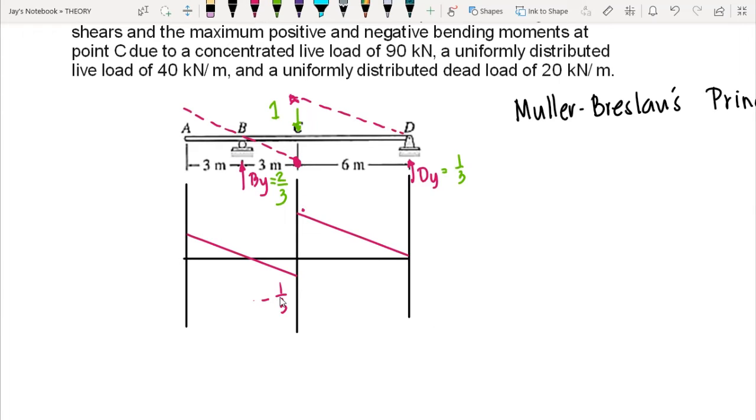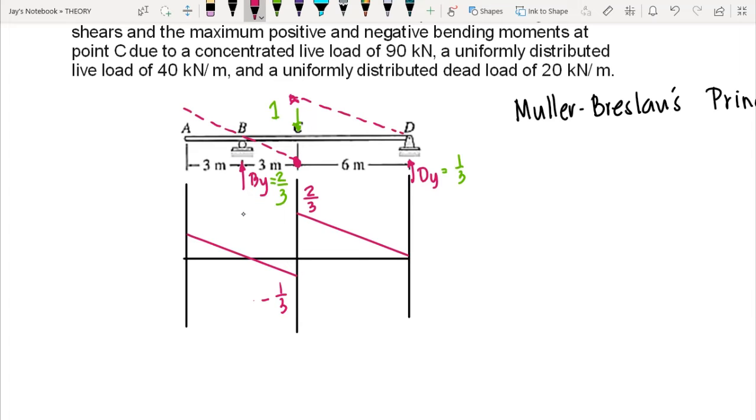Now for the ordinates just to the right side of the C, we will be referring to the free body diagram on the left side of our C. So in this case, we will use SC to the left, which is equal to by, and that is 2/3. So therefore, the ordinate here is equal to 2/3.